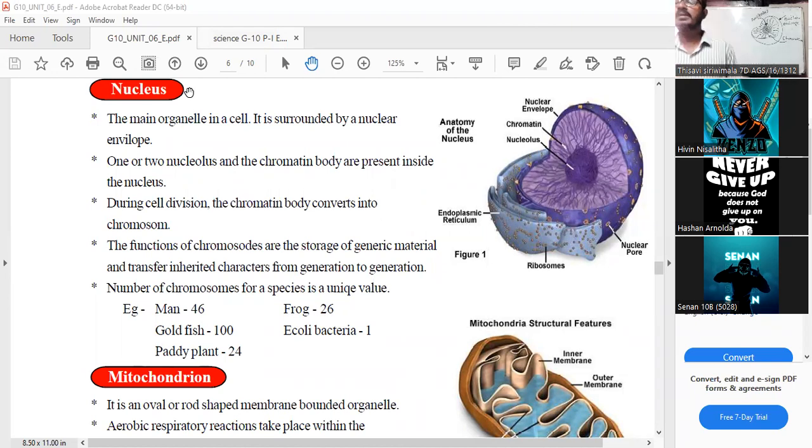So you have to print the 2017 paper within this weekend.